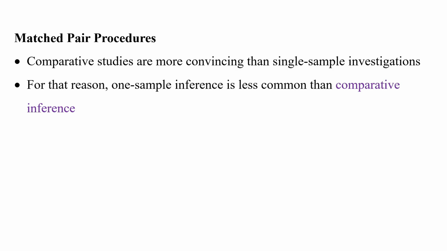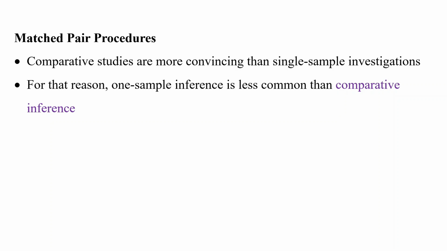The second part of our notes here is going to talk about matched pair procedures. So we know that comparative studies are just more convincing than single sample investigations. They're more popular, they're more convincing, and we do them more often. So for that reason, we have comparative inference, which is going to be a lot more common.